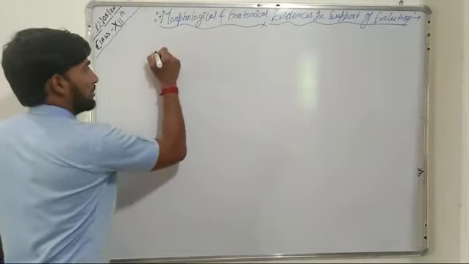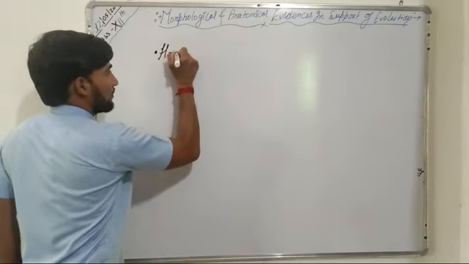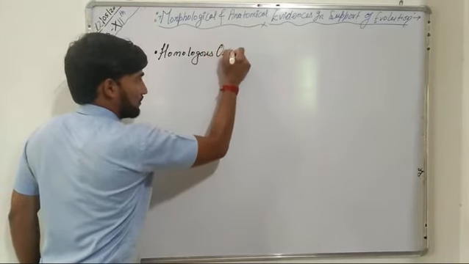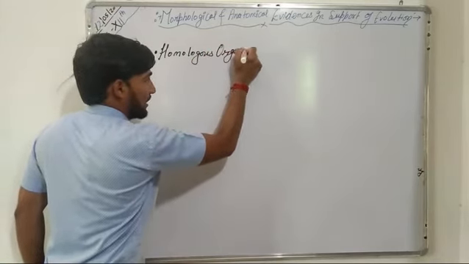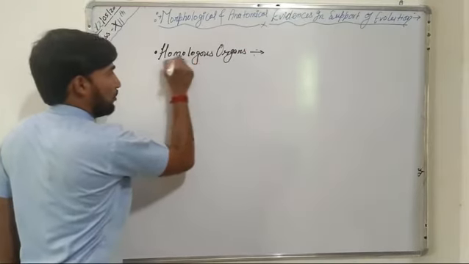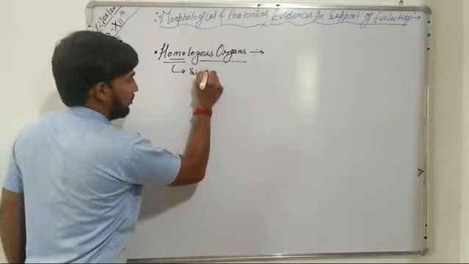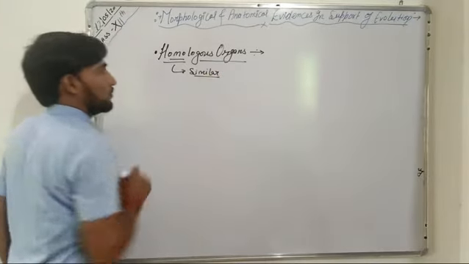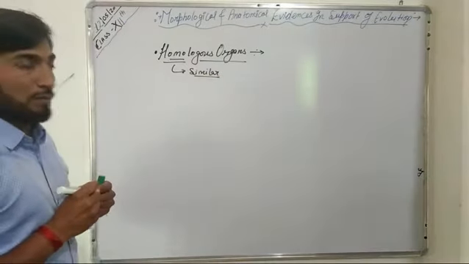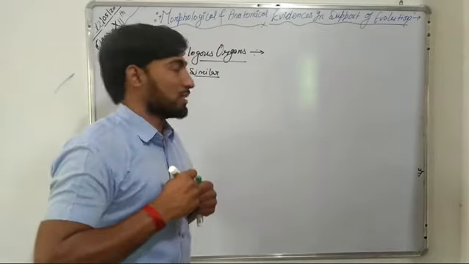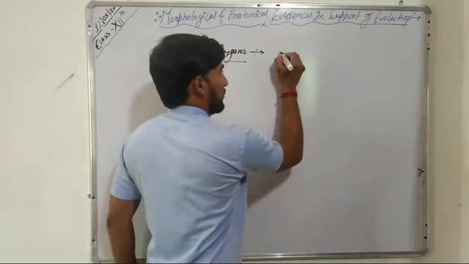So the first evidence is homologous organs. As the name indicates, homo means similar. So those organs which are similar in their origin and structure but perform different functions.